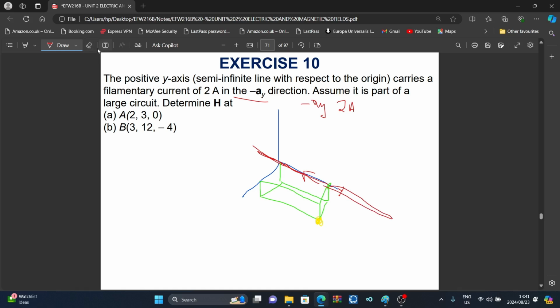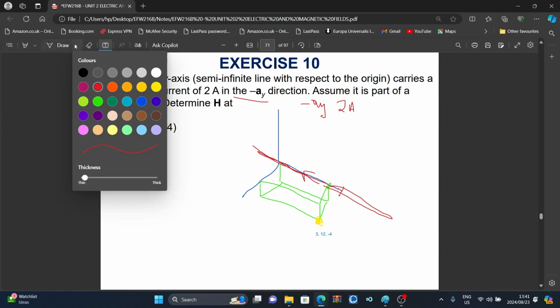Yeah, then I'll just write our coordinates here to help us. It's 3, 12, and minus 4. So that's your coordinates, right? Now let's say we want to draw the lines from here to our current.